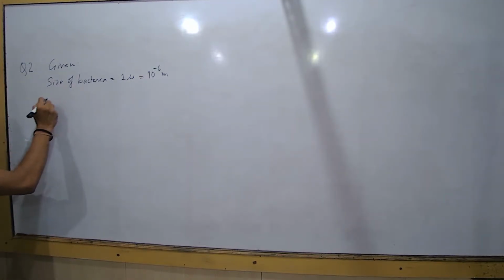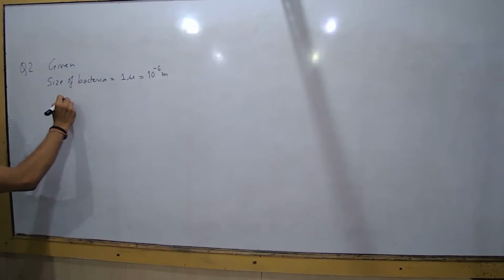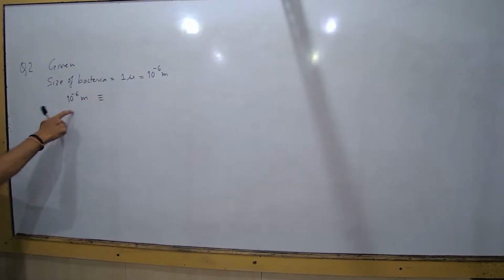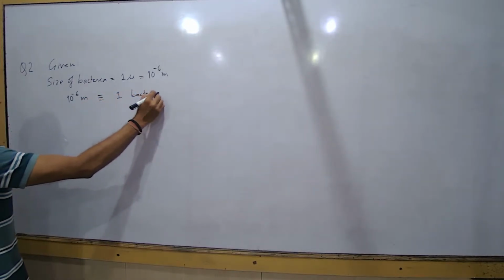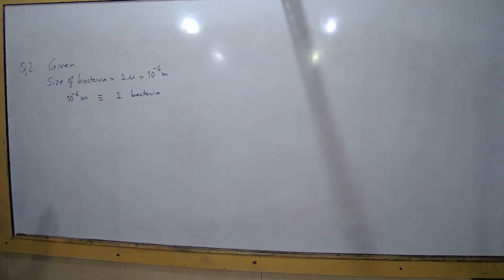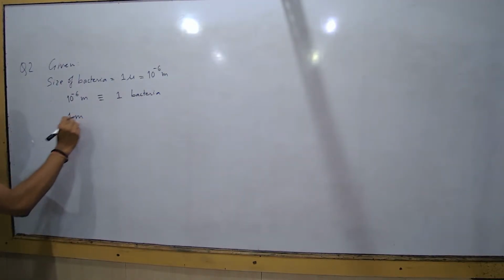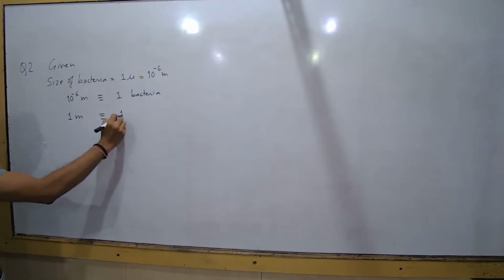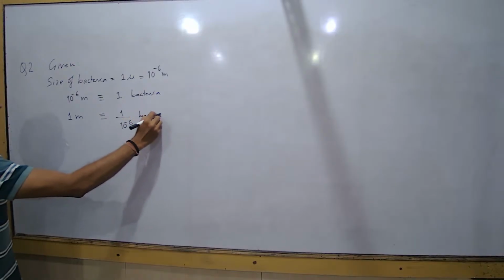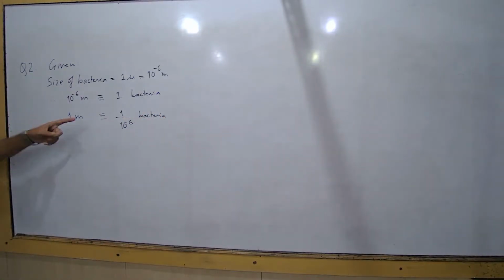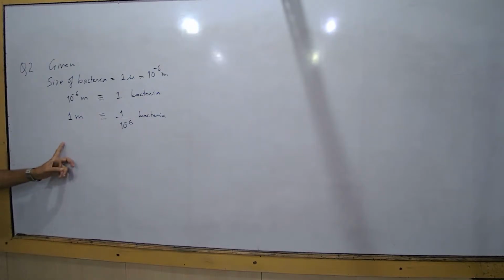So therefore, this length is of how many bacteria? Size of bacteria is this. So this length corresponds to 1 bacteria. Okay? So therefore, in 1 meter length, 1 meter corresponds to how many bacteria? 1 by 10 raised to minus 6 bacteria. Correct? You can divide 10 raised to minus 6, 10 raised to minus 6, both sides. Got it? So this is called the unitary method.